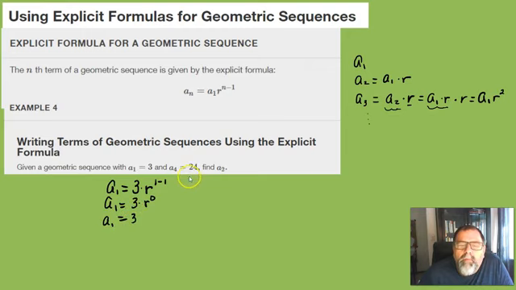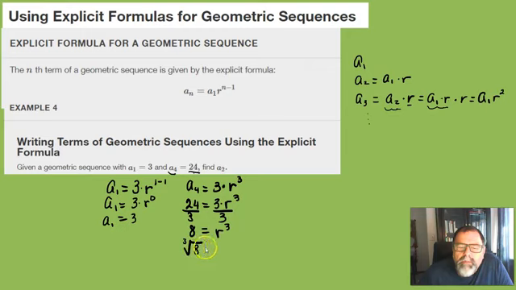Now if we plug in a sub 4, 24, in the other formula, a sub 4 is a sub 1, which we know is 3, times r, which we don't know, to the n minus 1, where n is 4, so 4 minus 1 is 3. Now we substitute 24 in this formula. Divide by 3, so we get 8 equals r cubed. And then we cube root both sides. Hopefully you know the cube root of 8 is 2. The cube root of r cubed is r, so r is 2.